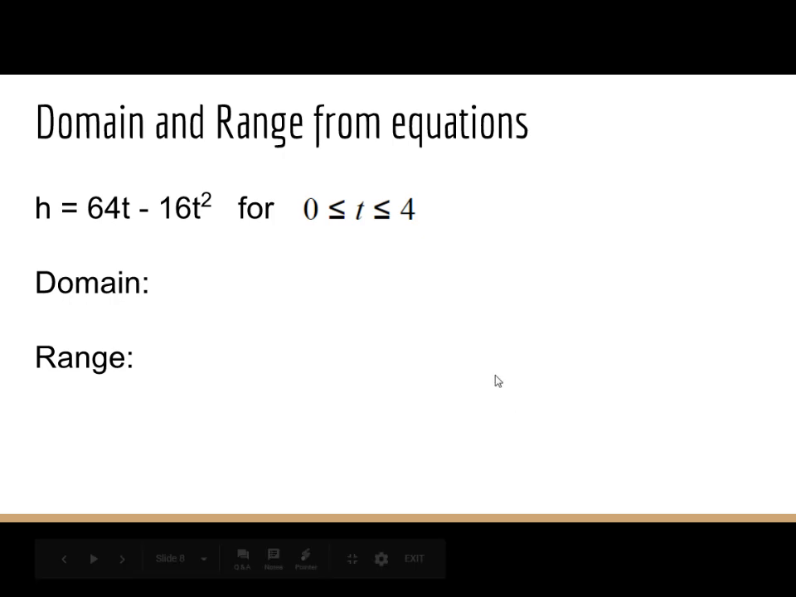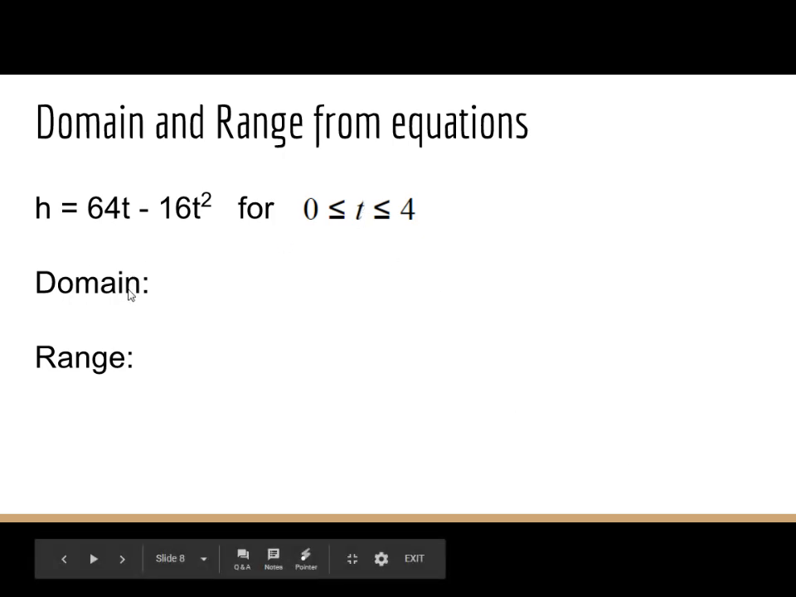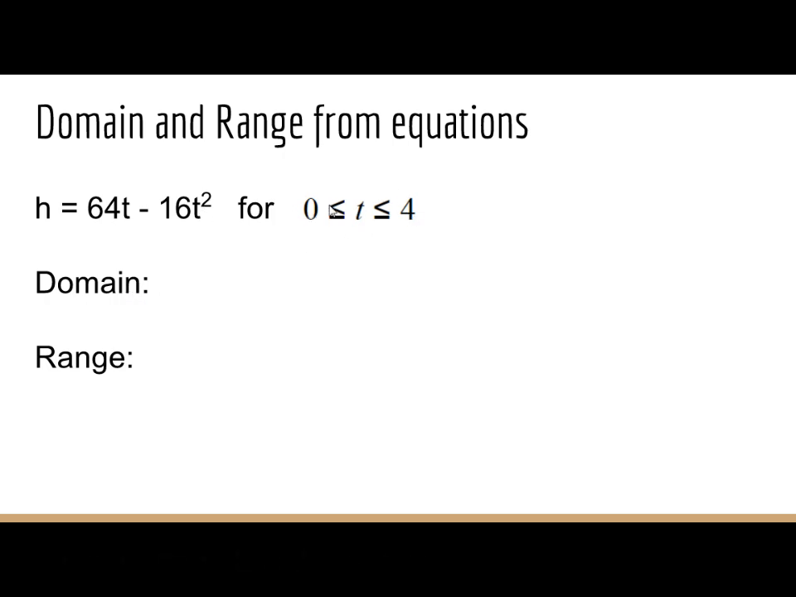So the domain would be what could go in. The domain for this is anything between 0 and 4, right? Any time period between 0 and 4, we could look at and say, okay, how high was the ball at 1 second? How high was the ball at 1.5 seconds? How high was the ball at pi seconds? 3.1415, and so on. And so any time in between 0 and 4 is a possible time we could plug into this function. So this would be our domain.